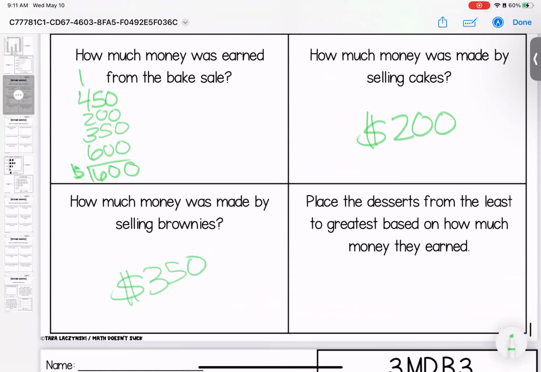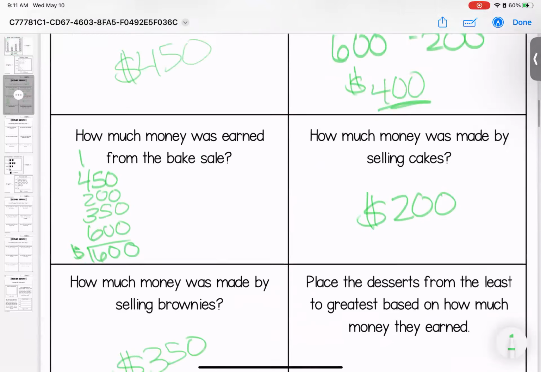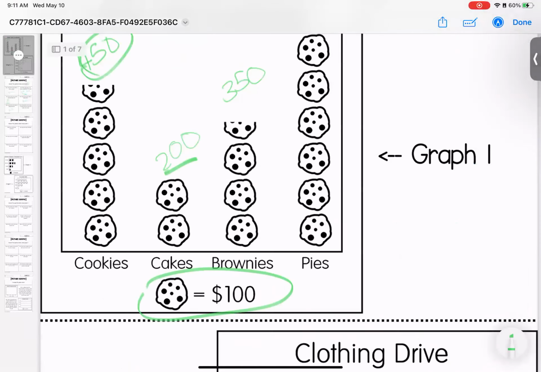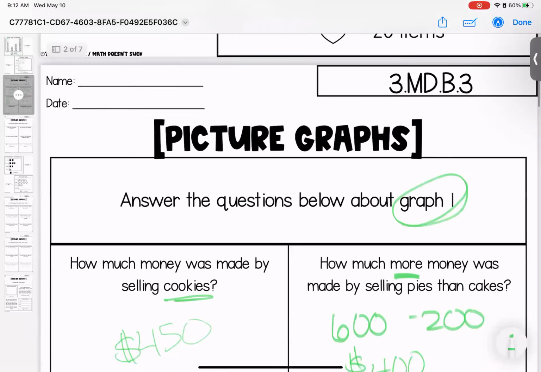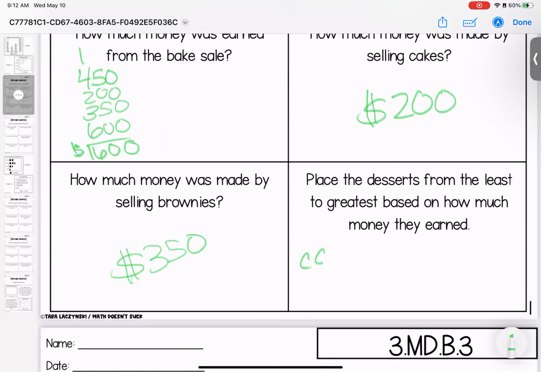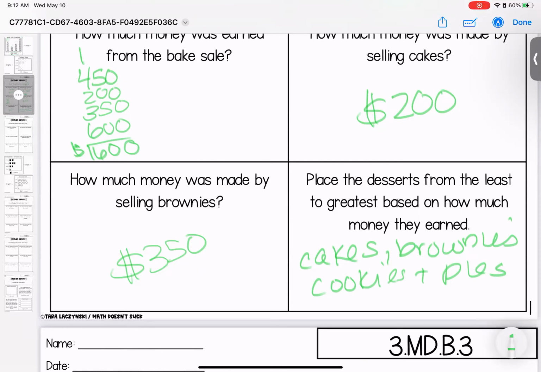And then put the desserts from least to greatest based on how much they earned. So if we come up here, it's going to go cakes, brownies, cookies, pies. All right, loves, that's the end of the first page. If you have any questions, bring them with you to class.